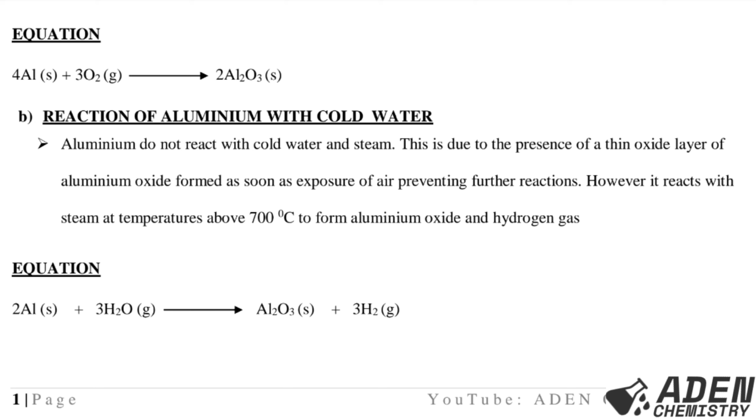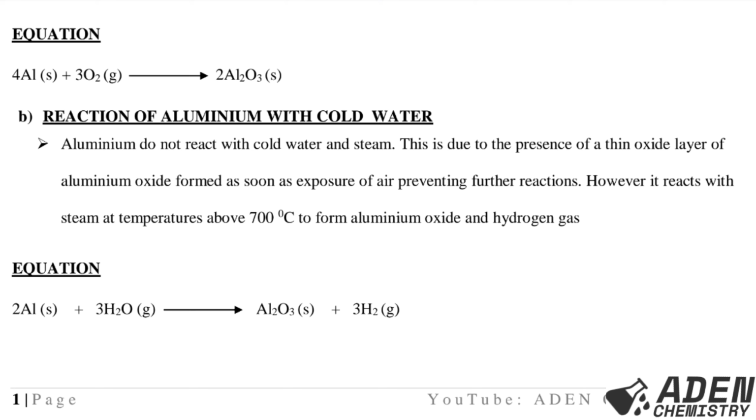We are told aluminum does not react with cool water and steam. The reason is the presence of a thin layer of aluminum oxide formed as soon as it is exposed to air, preventing further reactions. However, it reacts with steam at temperatures above 700 degrees Celsius to form aluminum oxide and also hydrogen gas.